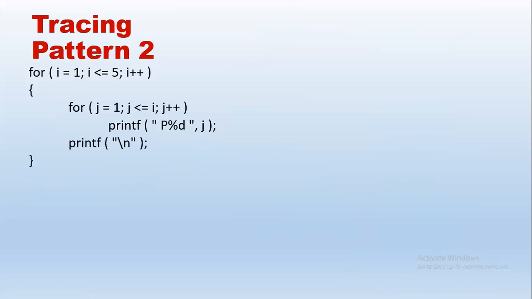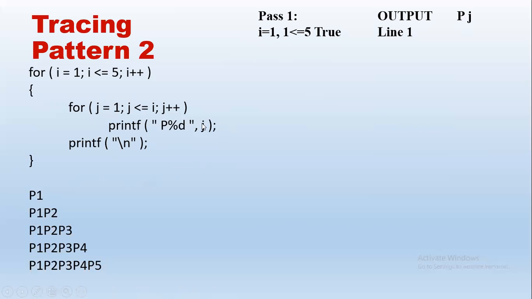tracing for pattern 2 in a similar way. So we have pattern 2, the program logic, just the nested loop part I have taken here. So the pattern to be printed is the one shown here, that is P along with column numbers. The logic is to print the column numbers, which is identified by J. So let us trace this. Similarly, we have pass 1. In one pass, we have the first value of I with multiple values of J. So that is called each pass.